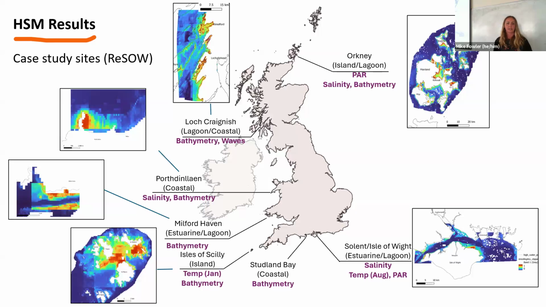These are the case study sites that we looked at, and these are heat maps. The more red the colour, the more suitable it is for seagrass growth, for Zostera marina to be able to exist. So it gives you a probability from 0 to 1.